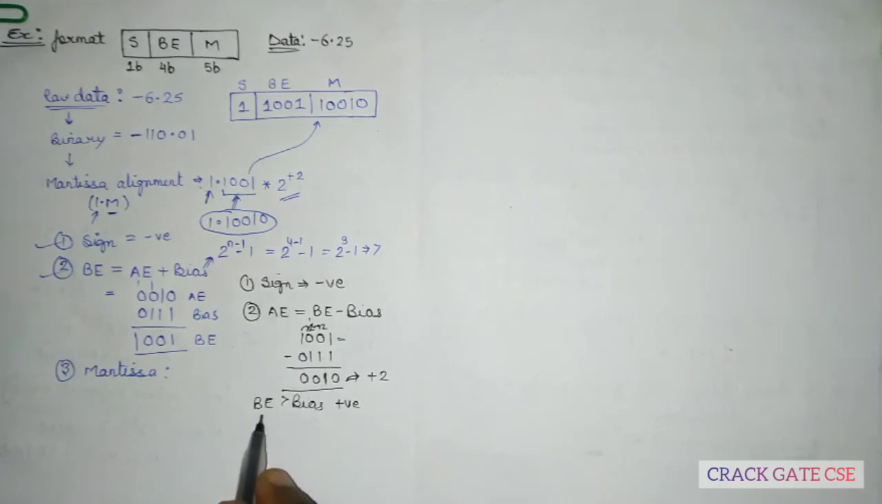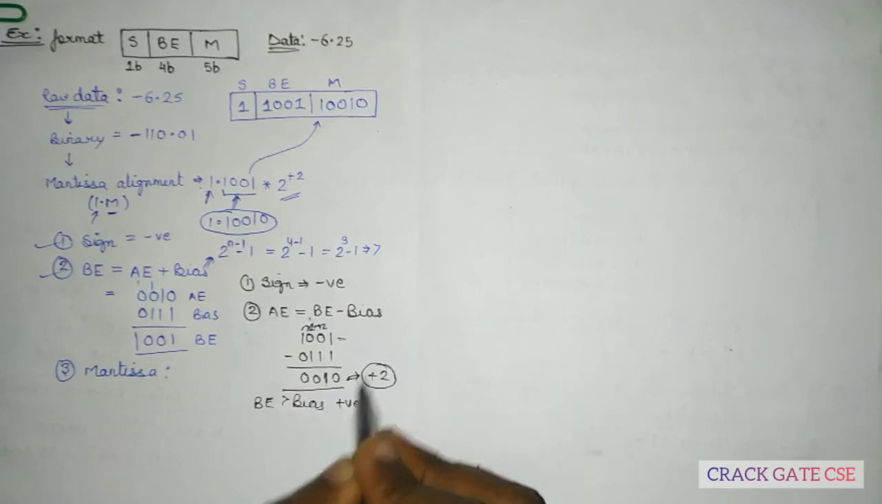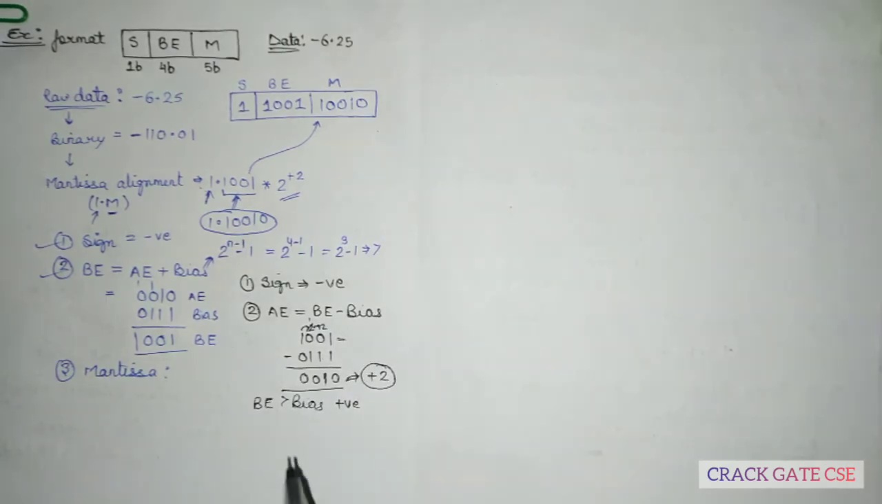And in case this BE is less than this bias, that means the value is negative, and then we have to find the 2's complement of this particular value, and whatever value we get in decimal, we put a minus sign on it. I just discussed this case in the previous video, right? So we got to know that this is the exponent. Now the third thing is mantissa.